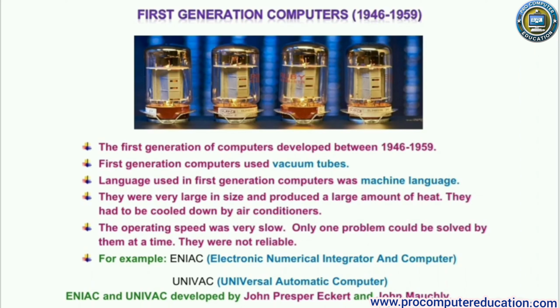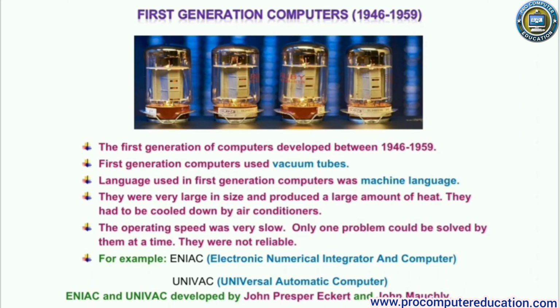First generation computers used vacuum tubes. The language used in first generation computers was machine language. They were very large in size and produced a large amount of heat. They had to be cooled down by air conditioners. The operating speed was very slow. Only one problem could be solved by them at a time.